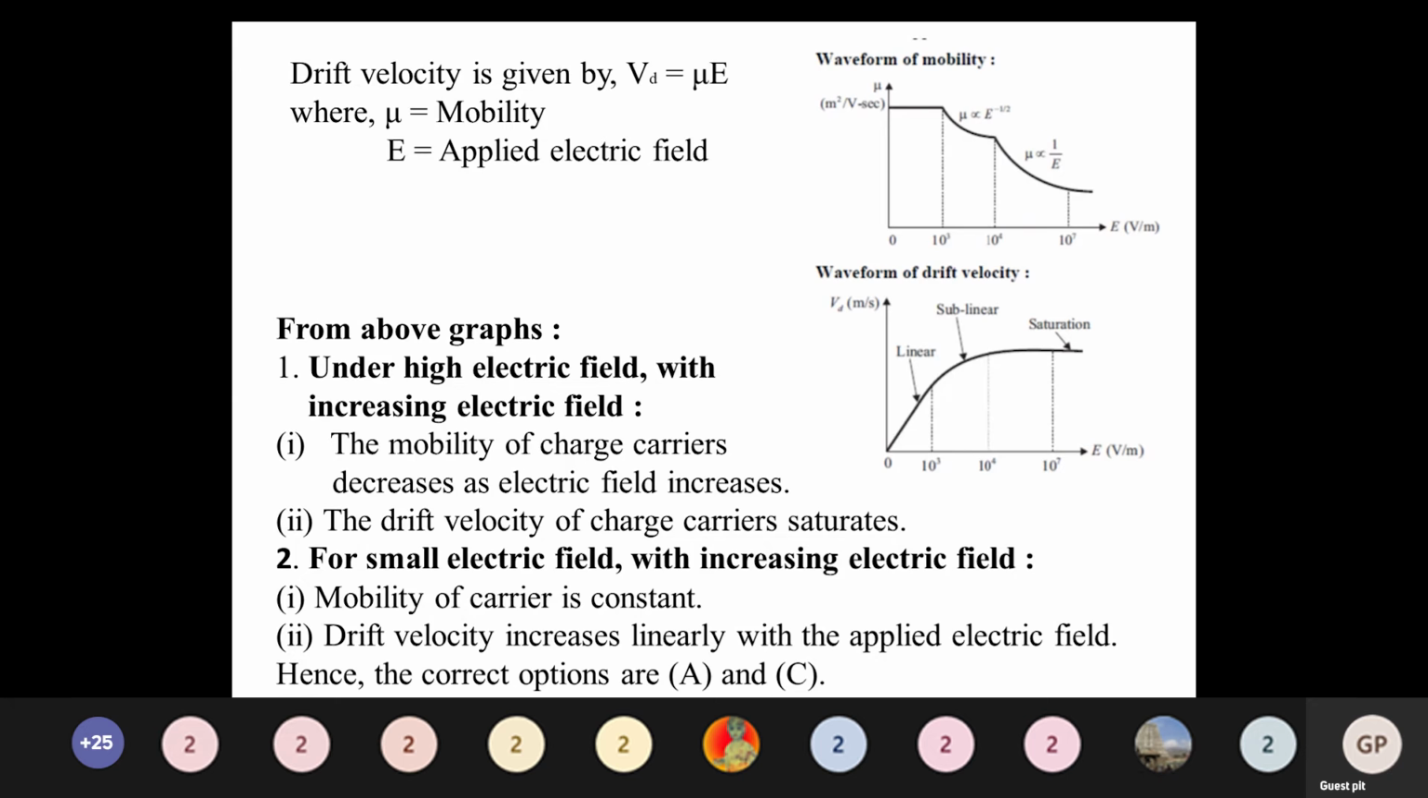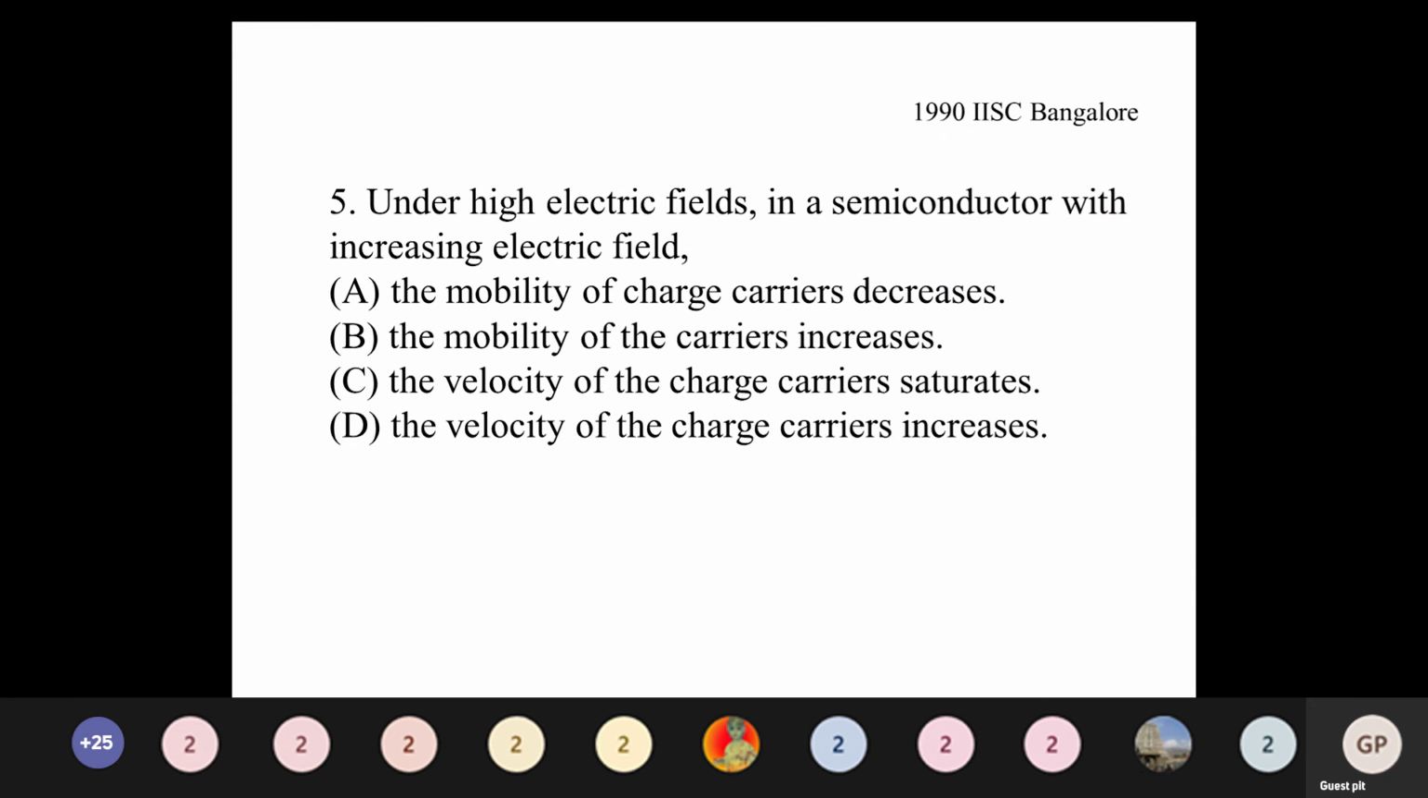Based on this, we have the question in the options. The conditions: the mobility of a charge carrier decreases. Okay, so our condition is under high electric field. So when the electric field is high, what is the status of mobility, is it decreasing, and then the mobility of the carrier increases. After that, the velocity of the charge carrier saturates. The drift velocity of the charge carrier saturates, and then the velocity of the charge carrier increases. These are the options.